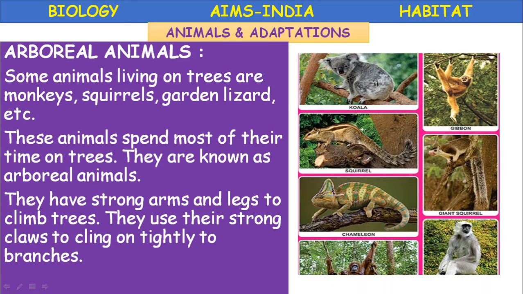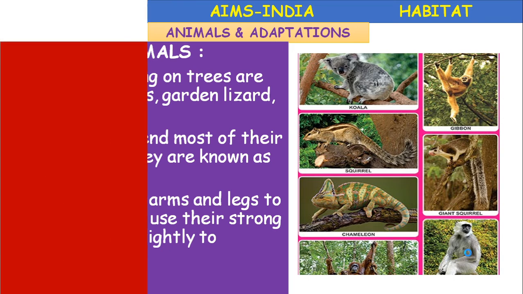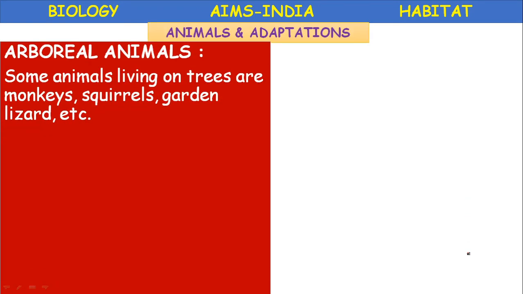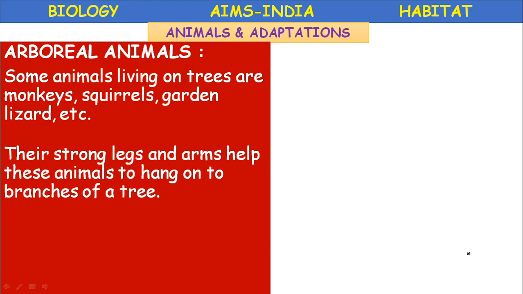Next, some animals here, for example: koala, gibbon, squirrel, giant squirrel, chameleon, orangutan, the monkey. These are all the arboreal animals. What are arboreal animals? The animals living on trees.